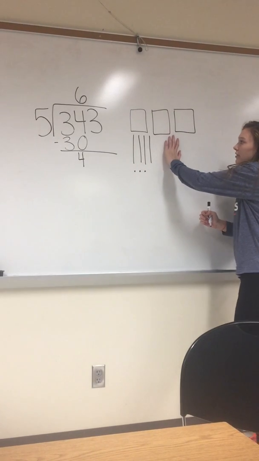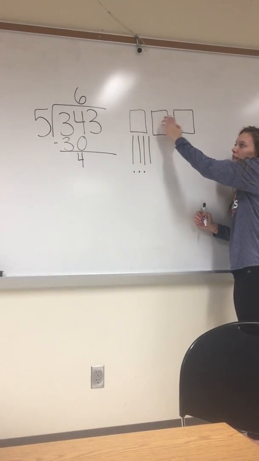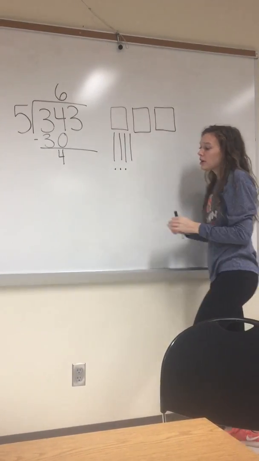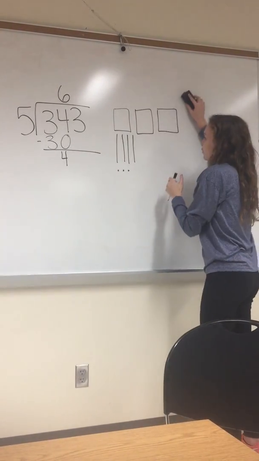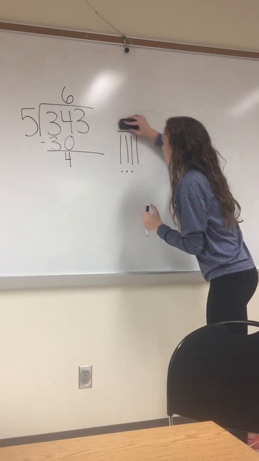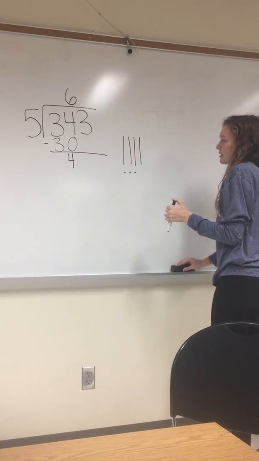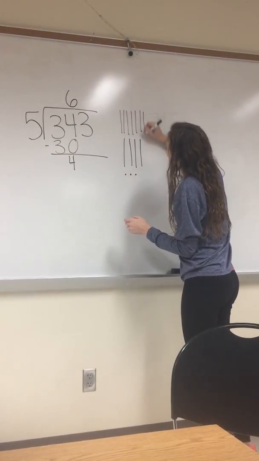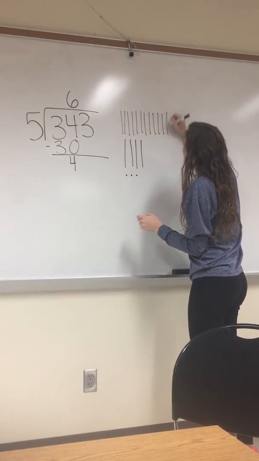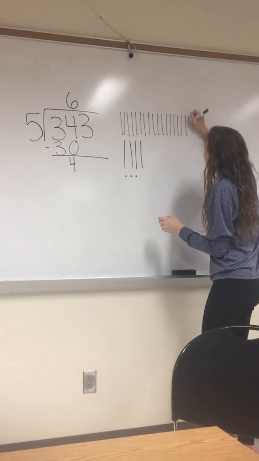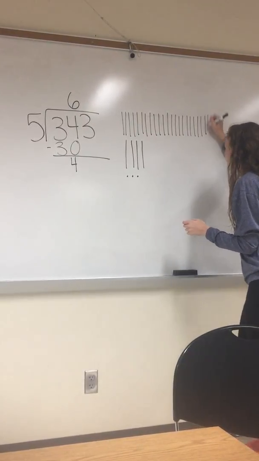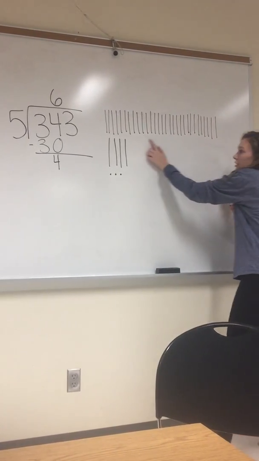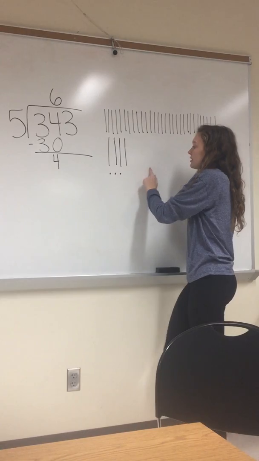So when you look at it this way, you can see that no, there's no way that you can break these 3 groups of 100 up 5 times. So that's when we regroup it. And we're going to regroup it into 30 tens. So draw 30 tens. Okay, so here's our 30 tens, and here are 4 tens here.